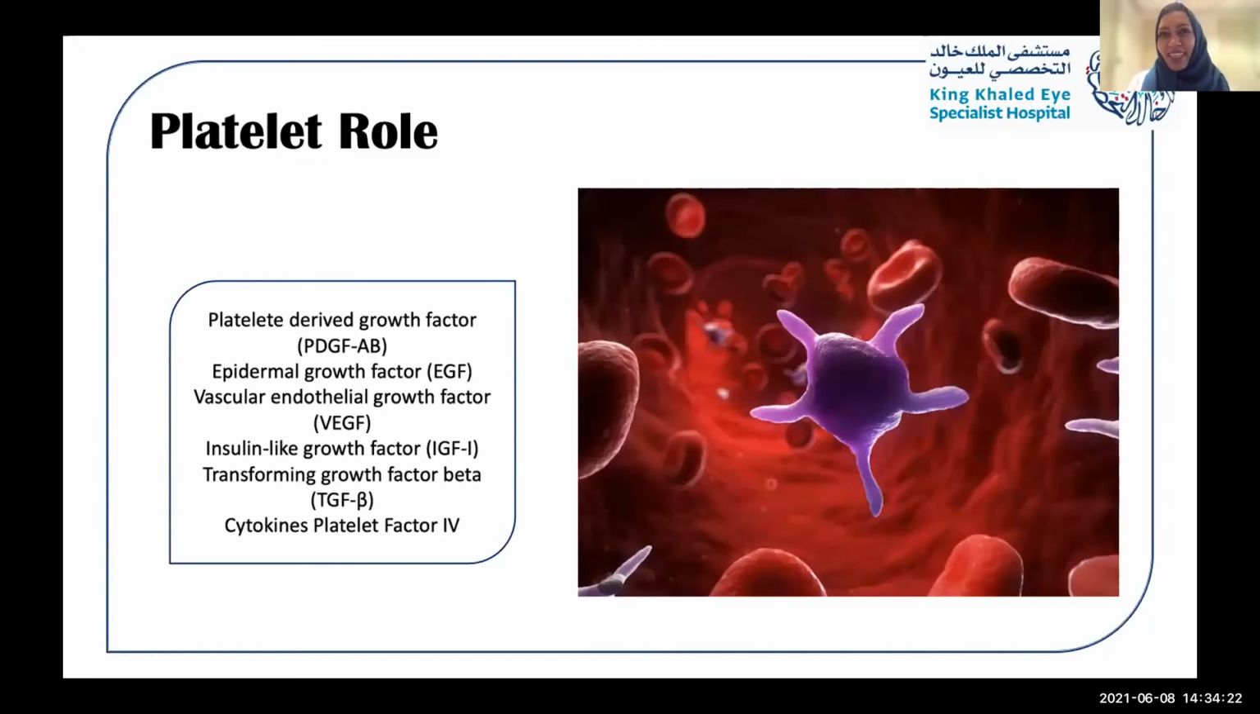I keep saying platelets because I'm excited about the next topic. So what is the platelet role in all of this? We found that platelets have a 30 times higher concentration in their alpha granules than any other product. They have platelet-derived growth factor, epidermal growth factor, VEGF, and all of these factors. We already talked about their role in the healing process, but the main thing here is the higher concentration in the platelet granules. This was their rationale to use platelets as a product.